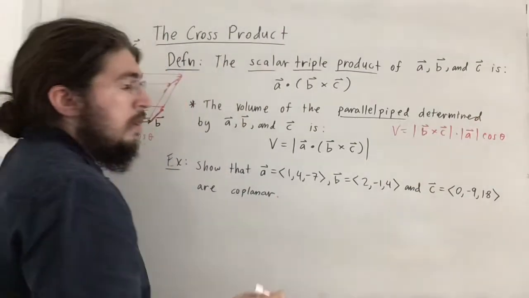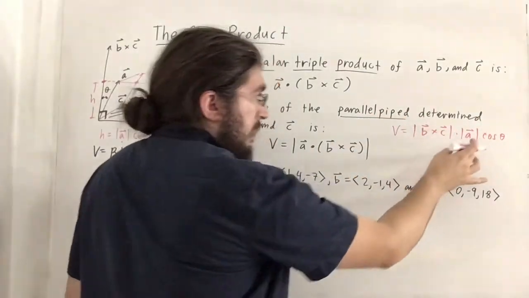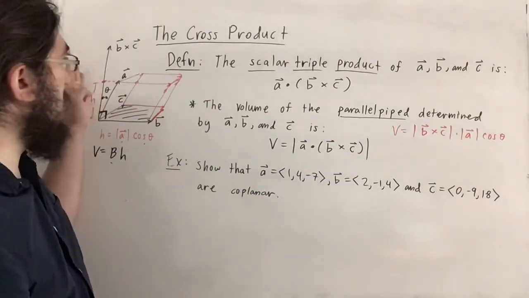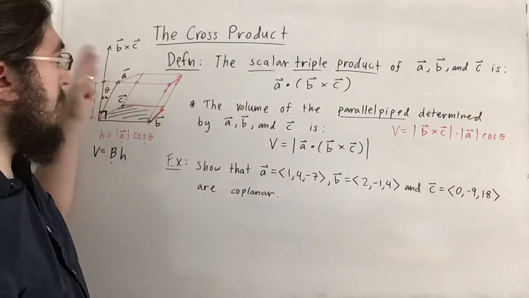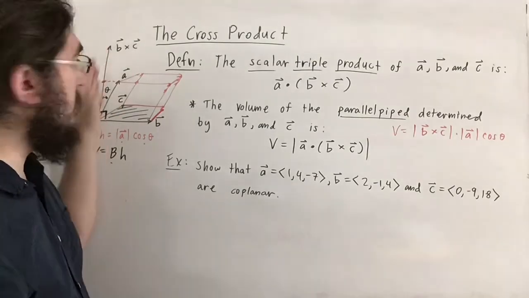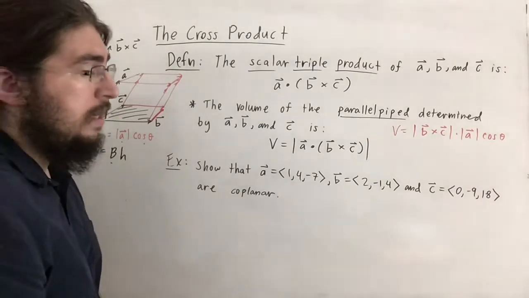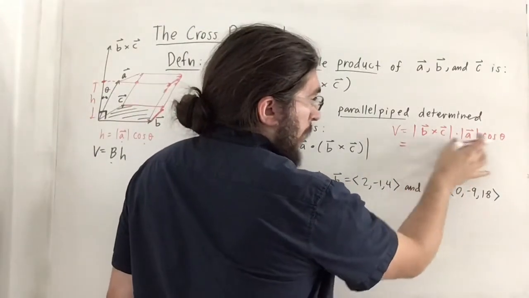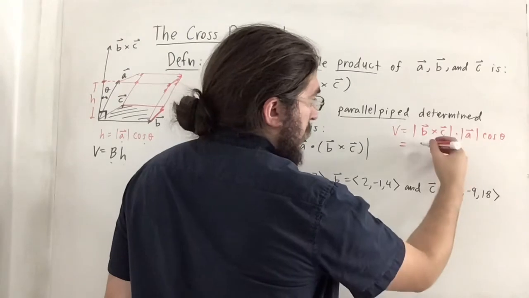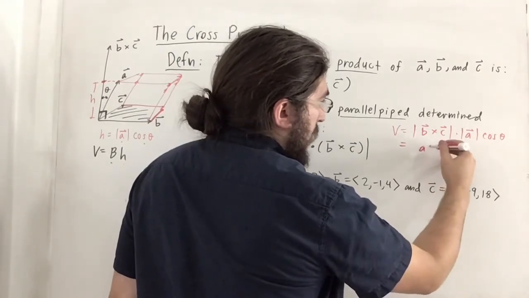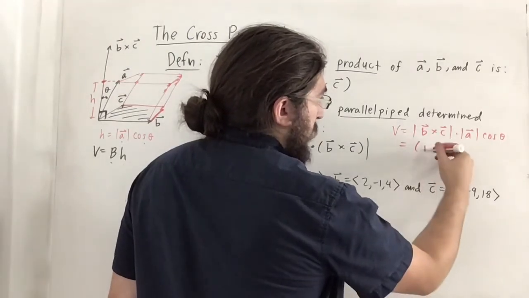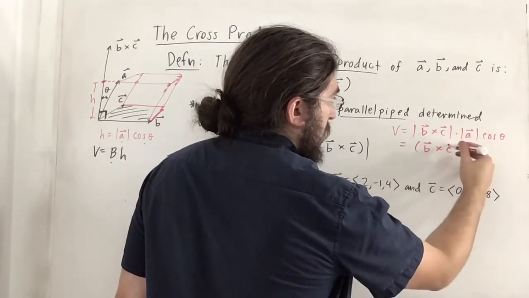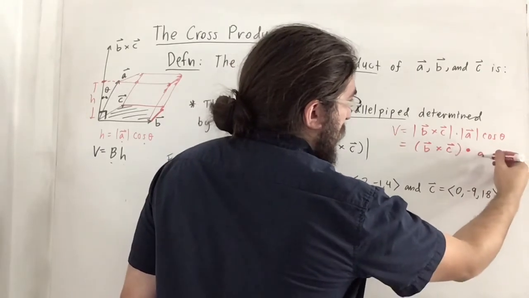But what do we know? We know that if we have the magnitude of two vectors multiplied together, multiplied by cosine of the angle in between those vectors, because notice theta is the angle in between vector A and the cross product vector B cross C, then this must equal the dot product of these two vectors whose magnitudes are here. So this is literally just the dot product of the vectors B cross C and A.